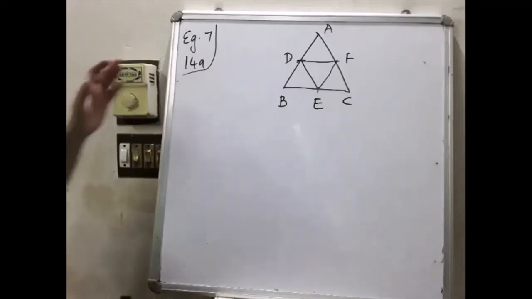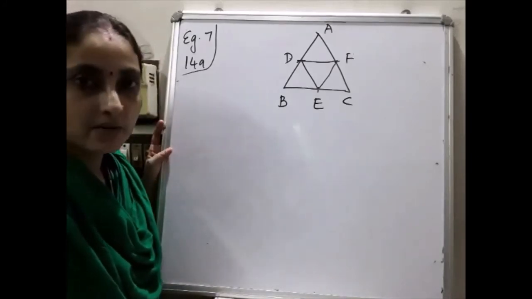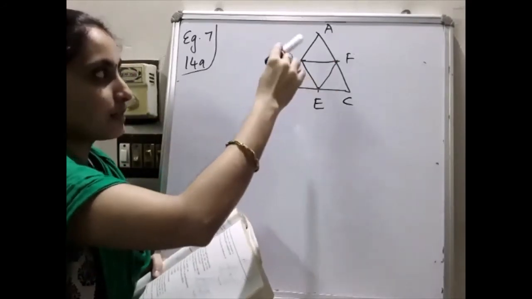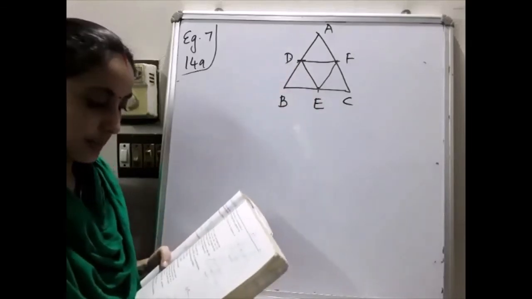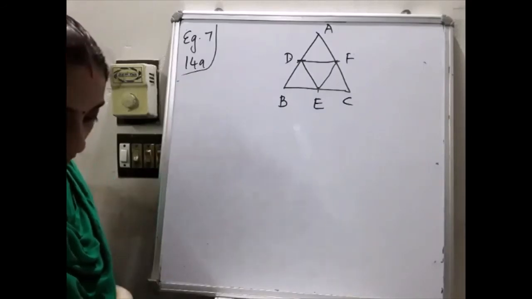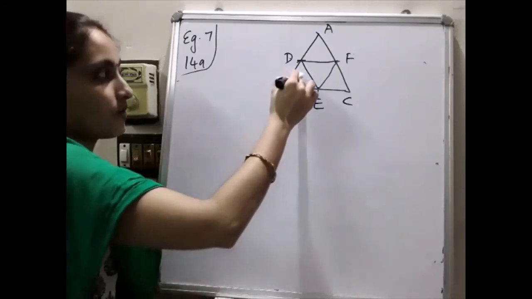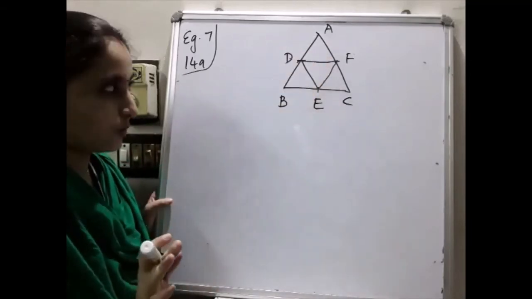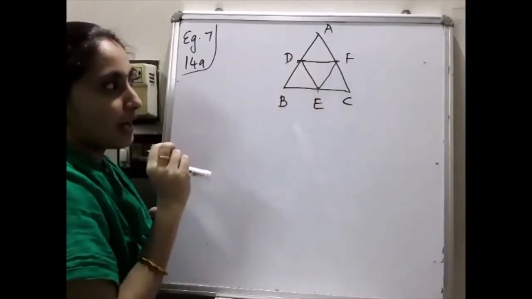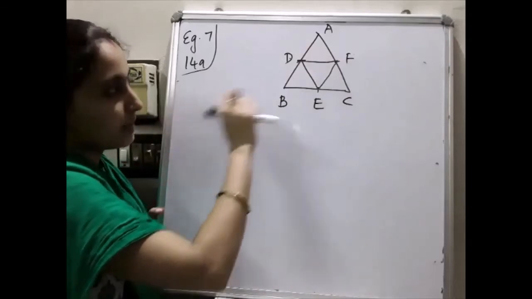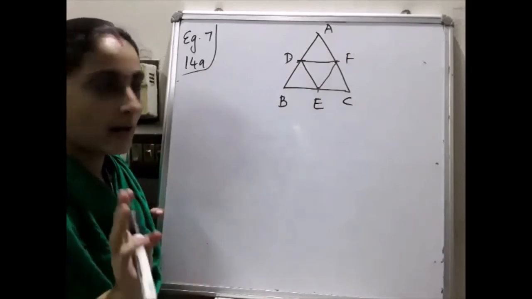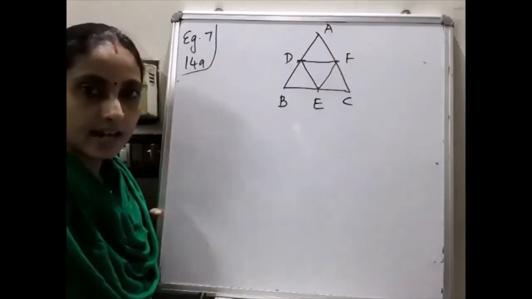Okay, we will continue with the next question. That is example 7, page number 149. The question is this: in triangle ABC, D, E, F are the midpoints of AB, BC and AC respectively. We have to prove that triangle ABC is divided into 4 congruent triangles by joining D, E and F. That means we got 4 congruent triangles that we have to prove. For that purpose, we have to prove that DBEF is one parallelogram, DECF is another parallelogram, DEFA is another parallelogram. These 3 are parallelograms.